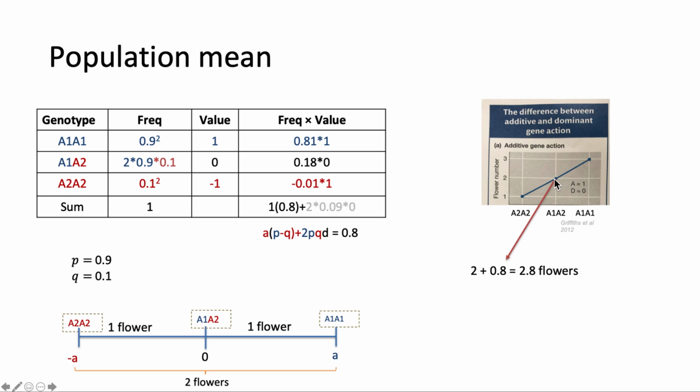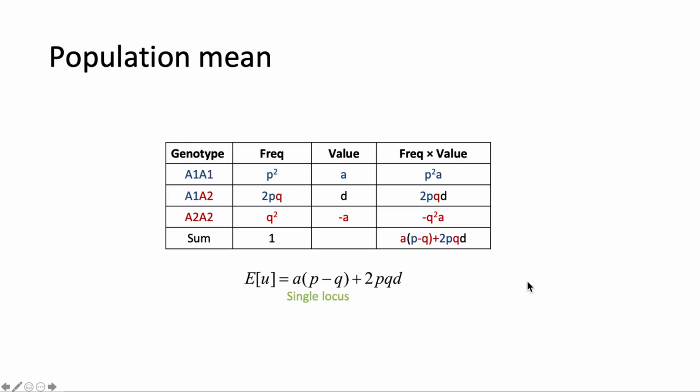So the midpoint is 2, and now, as the population mean deviation is equal to 0.8, we have to add those values, and now we have that the population mean in a population with these allele frequencies is equal to 2.8 flowers in the population.